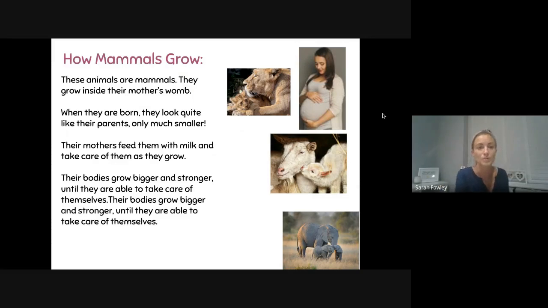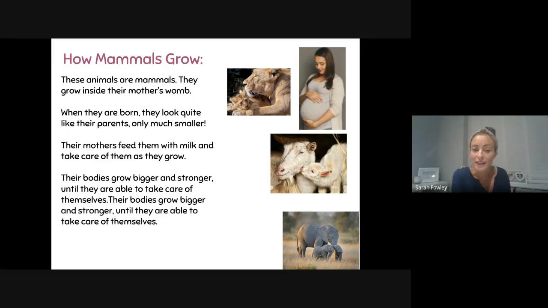We are also mammals. And mammals grow inside their mother's womb, okay? So inside your tummy, inside your mother's womb. When they are born, they look quite like their parents, only much smaller, as you can see in all of these pictures. And I'm sure if you looked at some baby photos of yourselves, you will see that you look a lot like your parents, but just much smaller. And I'm sure you still do now. You can even look at your brothers and sisters, if you have any baby brothers and sisters, and see that they actually look very much like your parents, just much smaller.